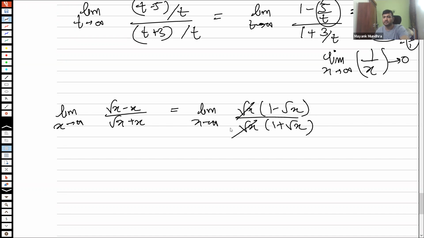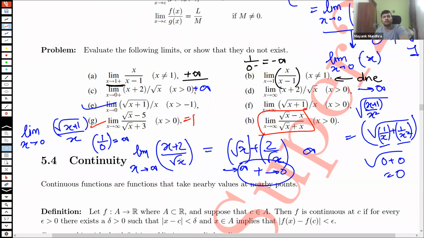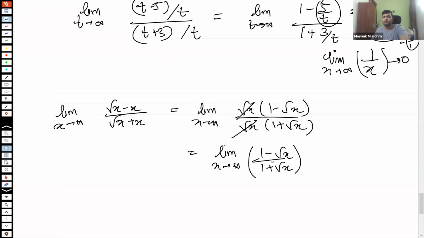Okay, so these root x's cancel out. What you are left with is limit x tending to infinity of (1 minus root x) upon (1 plus root x). Now, after this point, you can see that this is going to be negative infinity by negative infinity. So you can again divide the numerator and denominator by root x.